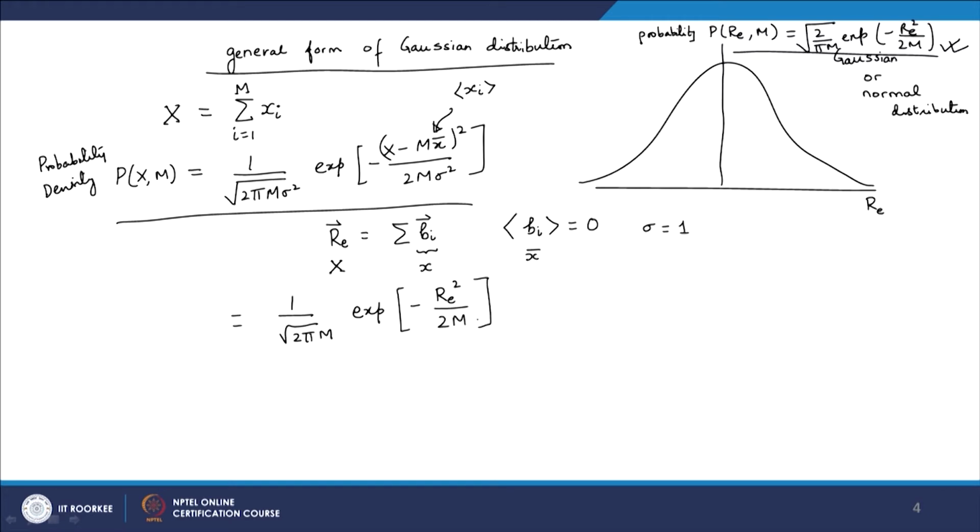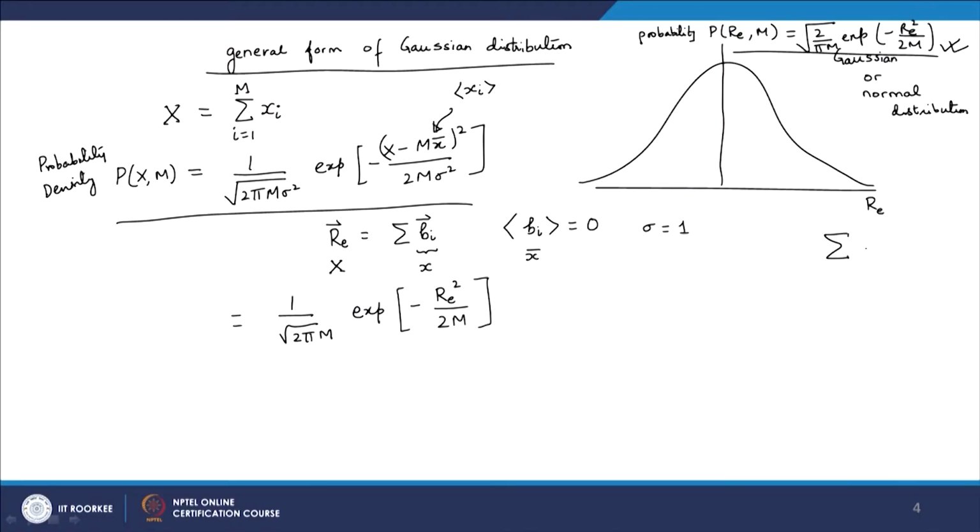The reason this happened is not because we derived it wrongly. The reason is that we have to normalize the probability density. Just like for a discrete distribution, the sum of the probabilities of all possible events must be equal to 1, similarly in the case of a probability density, if I integrate the probability over all possible values of Re, we must get it equal to 1.